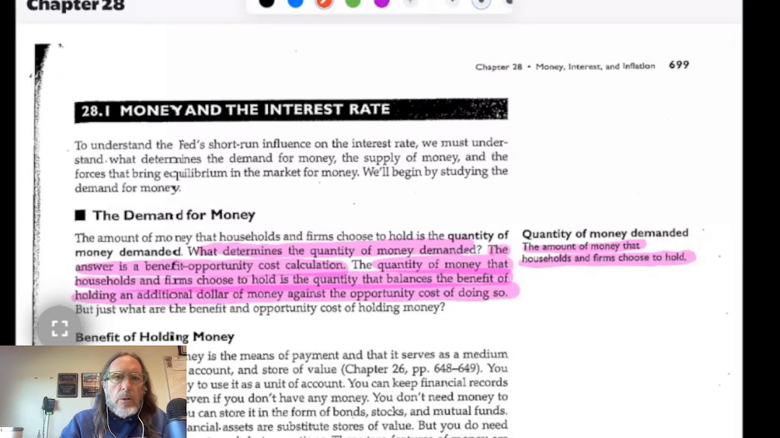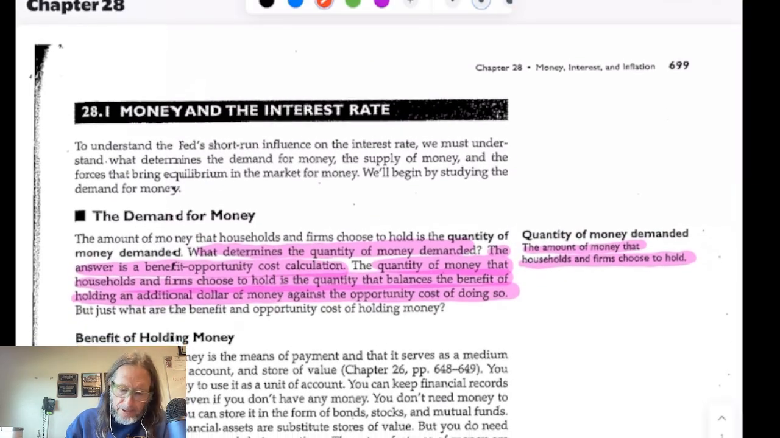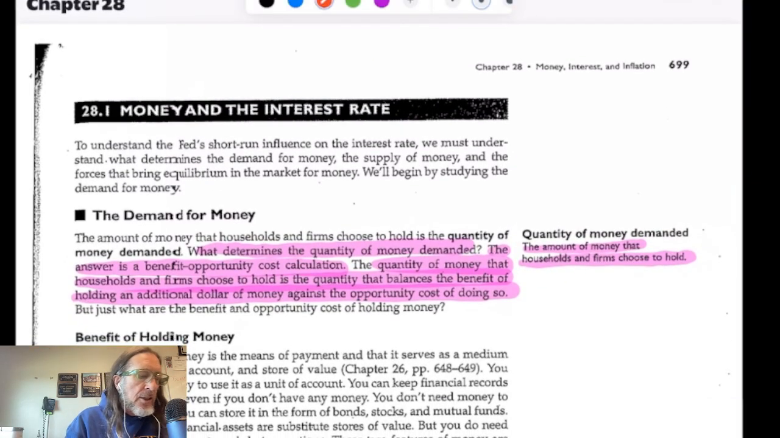All right, guys, today we're talking about chapter 28, and this is covering money, interest, and inflation. And specifically today, what we're looking at is the demand for money. So the demand for money is an interesting topic. It adds to a lot of the things we've already covered.